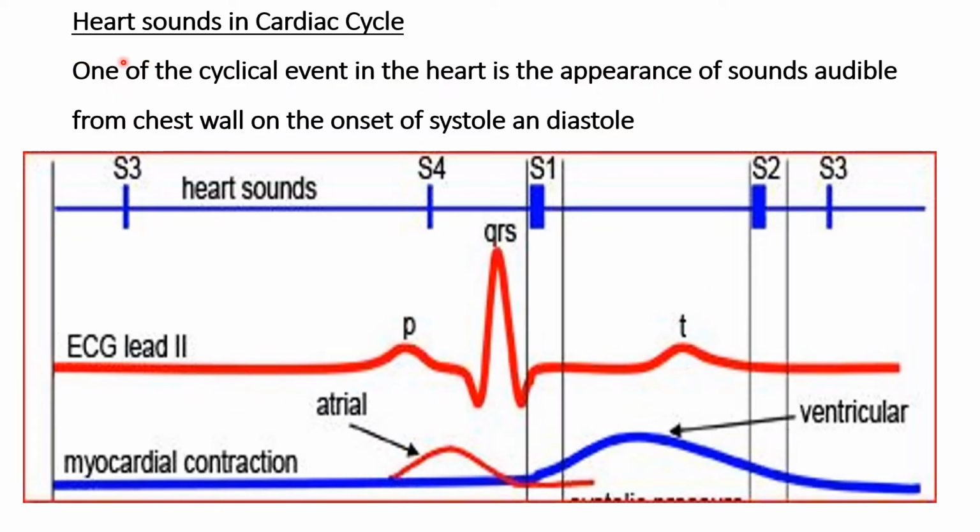Now you see the cardiac cycle not only includes pressure changes in the aorta, atrium and the ventricles, it also includes cyclical production of heart sounds. So one of the cyclical events in the heart is the appearance of sounds audible from chest wall on the onset of systole and diastole.